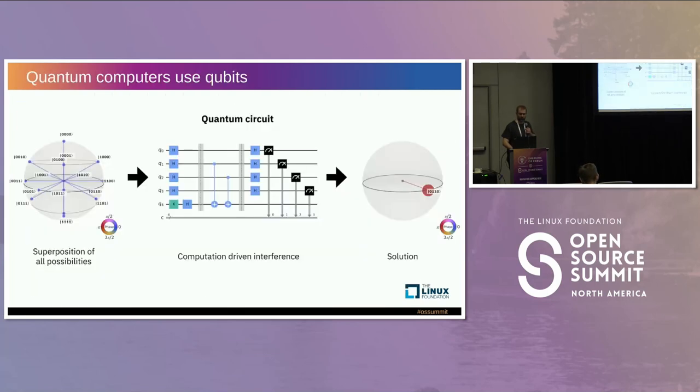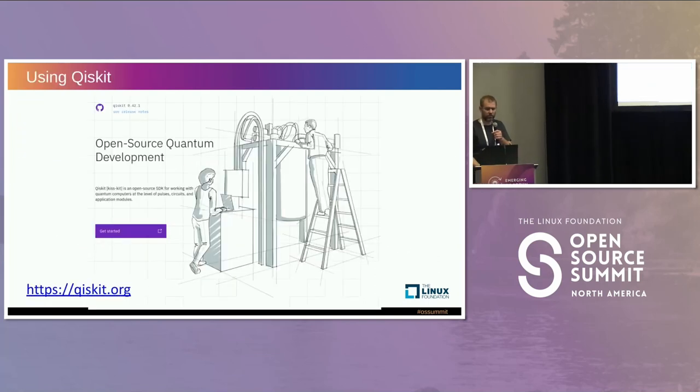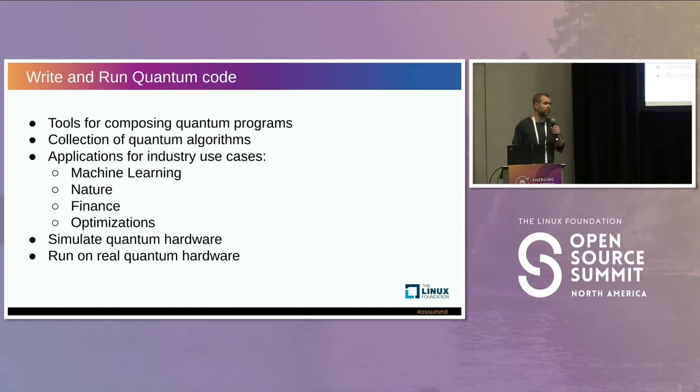I'm going to jump back to this slide, the circuit that we have up here. One would have to specify all the different pieces of that. We've got the Qiskit SDK, which allows one to build that with just a couple lines of Python code. So just to talk through Qiskit really quickly, I'm going to skip this pretty quickly, but it's an SDK for building quantum circuits and quantum tools.